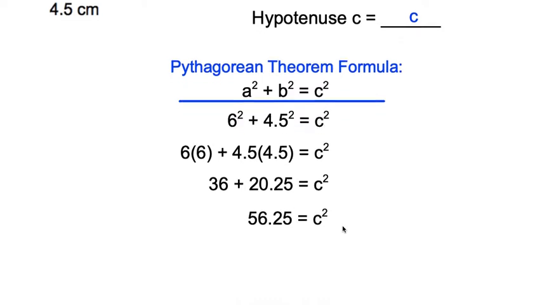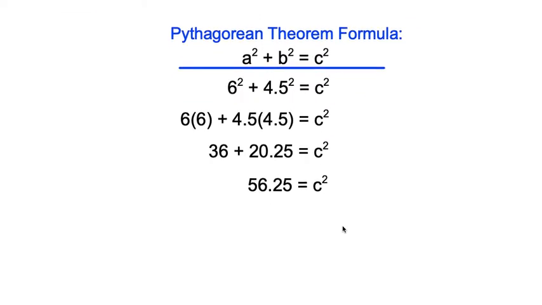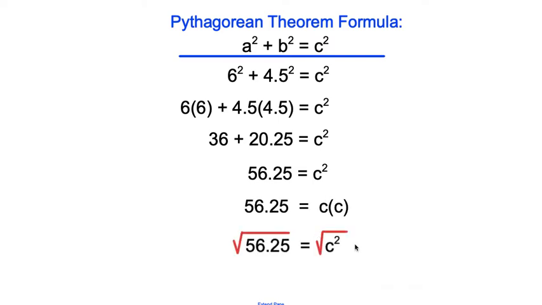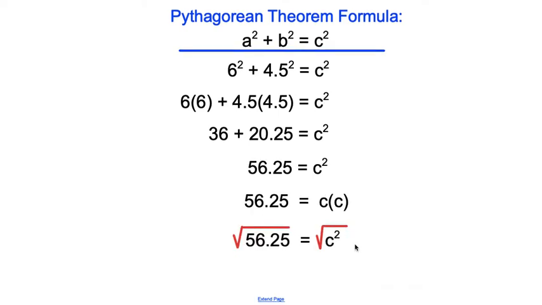Now I don't know about you, but I can't figure out what two numbers multiplied together will give me exactly 56.25. So we're going to use a calculator, and we're going to be taking the square root of each side. When I square root C squared, I'm going to get C, and the calculator will give me the square root of 56.25. So the hypotenuse has a length of 7.5 centimeters.